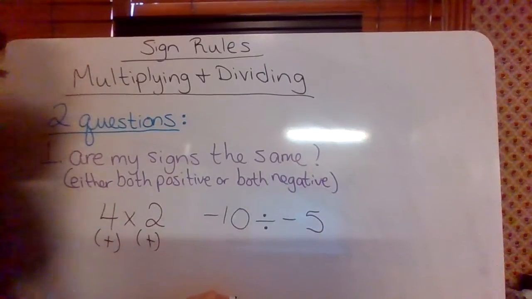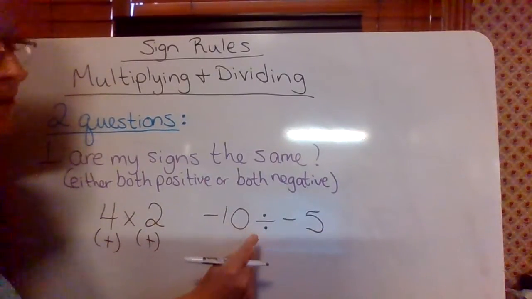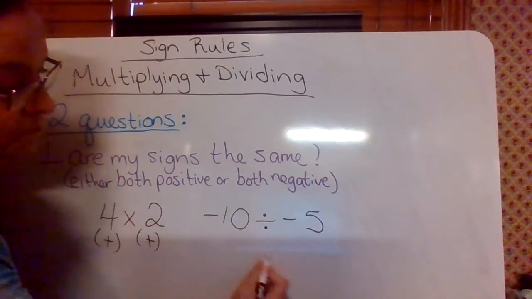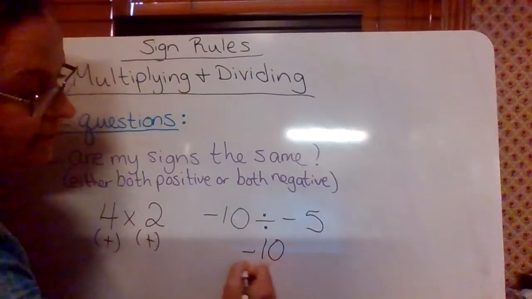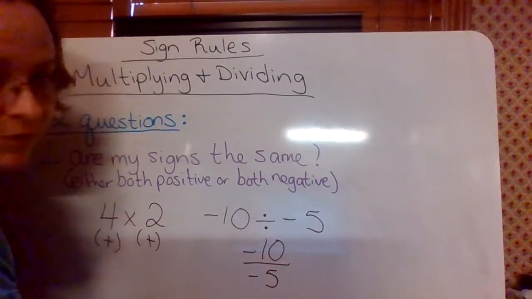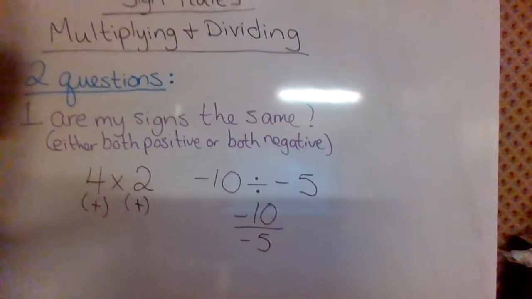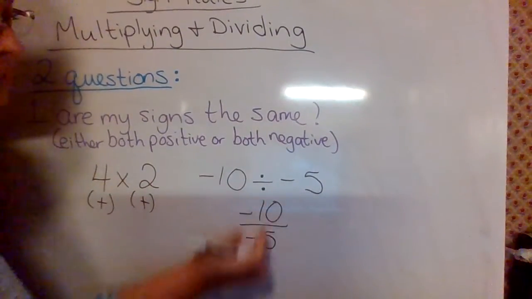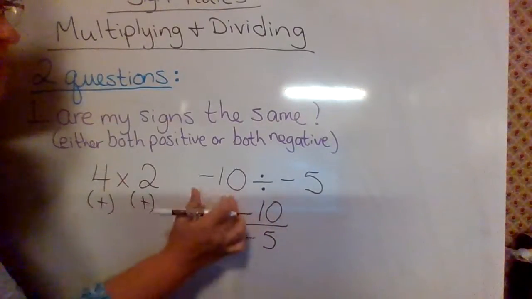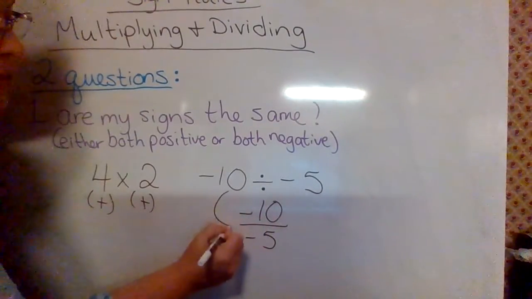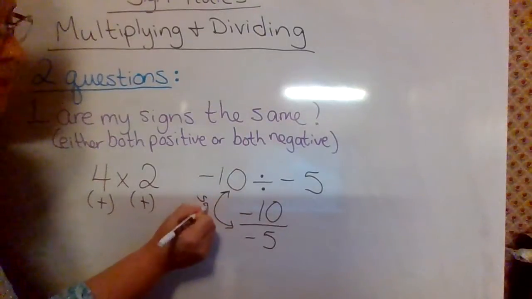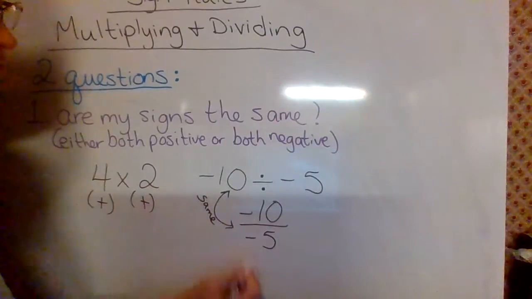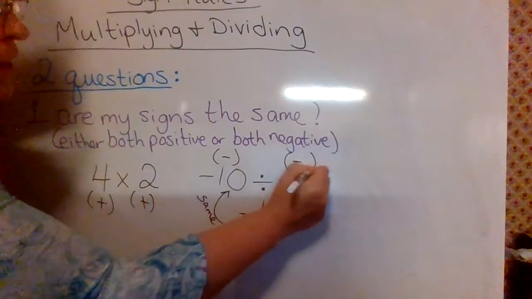Now, one thing I want to talk about while we're here is that if you see it written like this as a fraction, this is the same thing as negative 10 divided by negative 5. Okay? They mean the exact same thing. Sometimes they'll be written horizontally, sometimes they'll be written as a fraction. These mean the same thing. They both mean negative 10 divided by negative 5. So these are both negative.